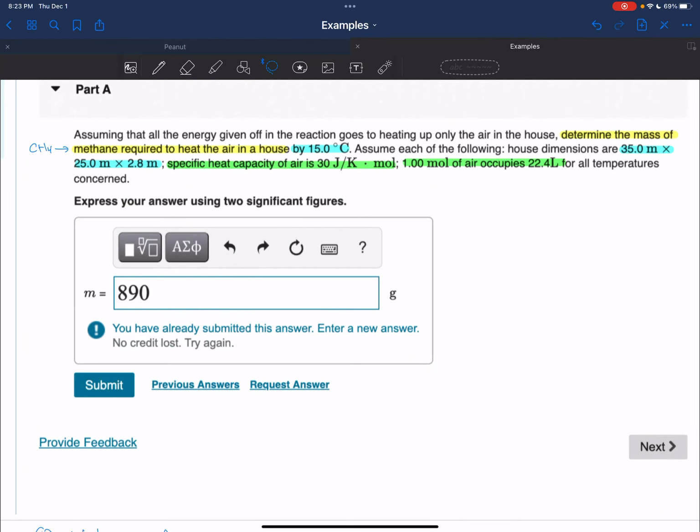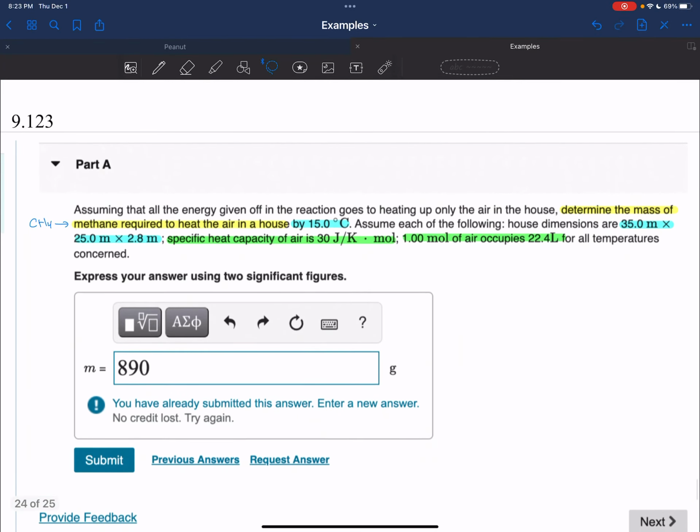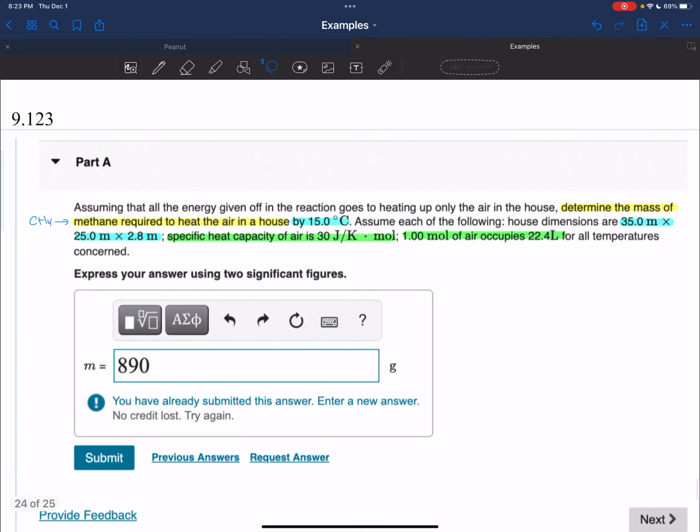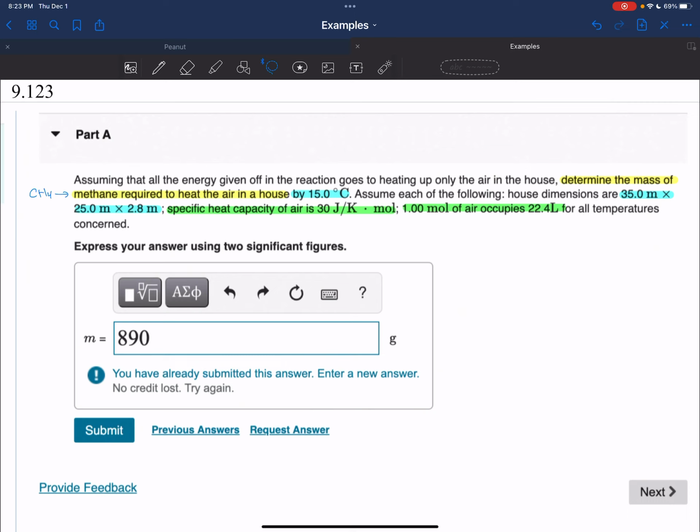All right, this is problem 9, chapter 9, 123 in the TRO. Assuming that all the energy given off in the reaction goes into heating the house, determine the mass of methane, which is CH4, required to heat the air in the house by 15 degrees Celsius, or 15 Kelvin. Assume the house dimensions are given, it gives you the heat capacity of air, and 1 mole of air is 22.4 liters at this temperature. That's what we're going to go with.